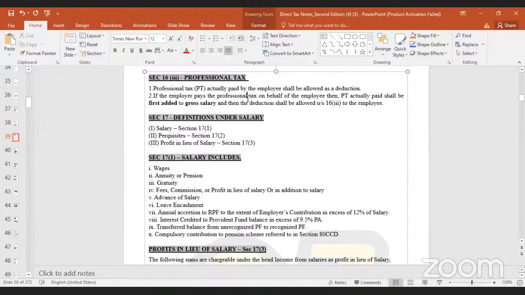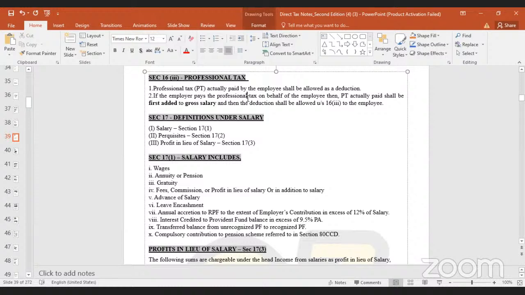Take Tamil Nadu. If the salary is up to 3,500, no professional tax, it's going to be nil. 3,501 to 5,000, the professional tax is 22.5 rupees per month. If the salary is 5,001 to 7,500, then it's going to be 52.5. Like that, for each and every state it differs because it is a state government levy.